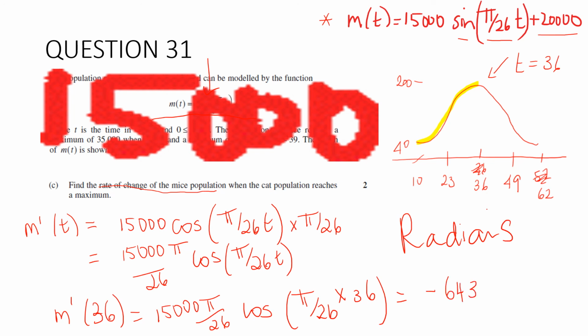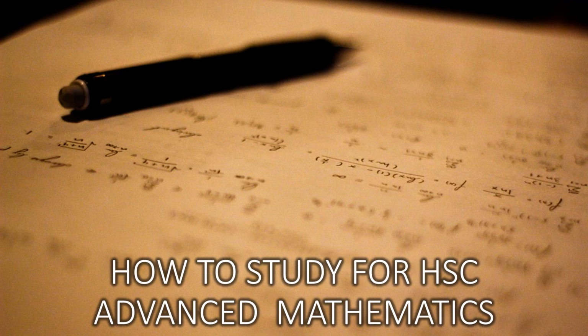Now initially you might think, what? Negative 643 mice? How's that possible? But it's not the number of mice, it's the rate of change of mice. So the number of mice is decreasing at a rate of 643 mice per week. And that's the end of the paper.